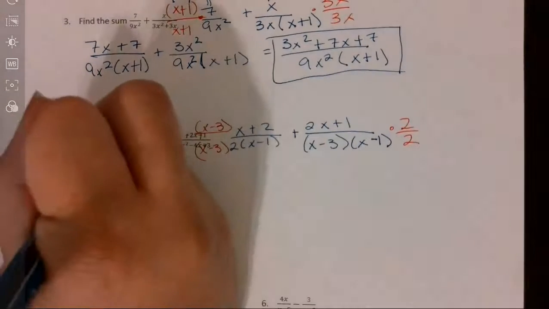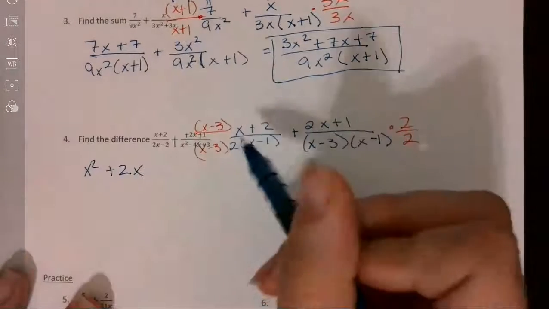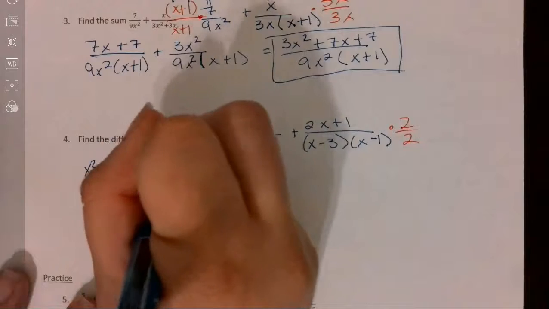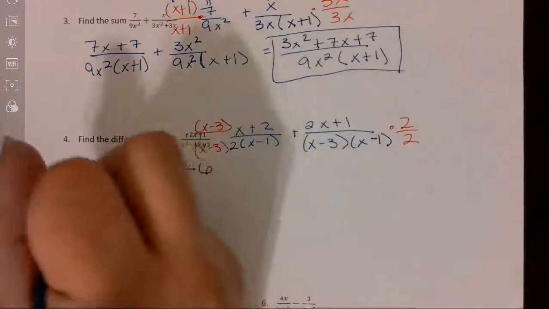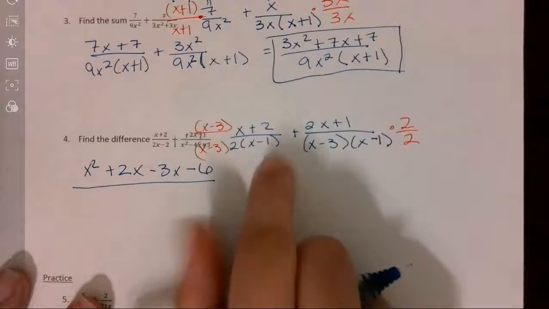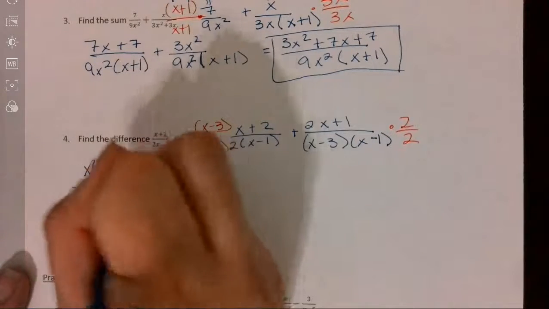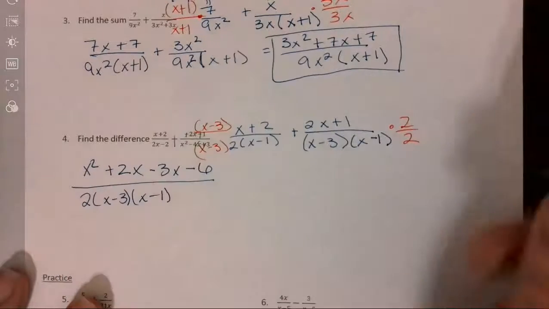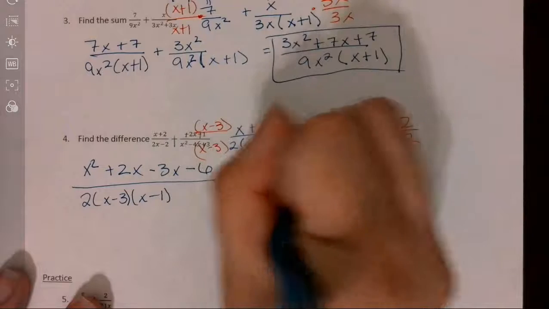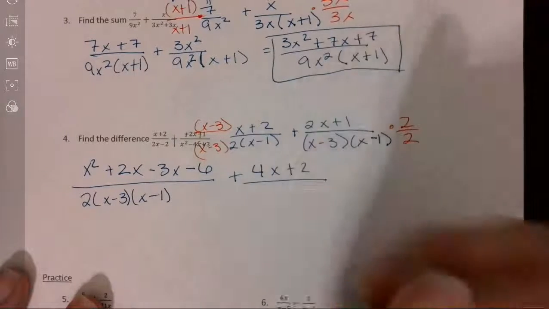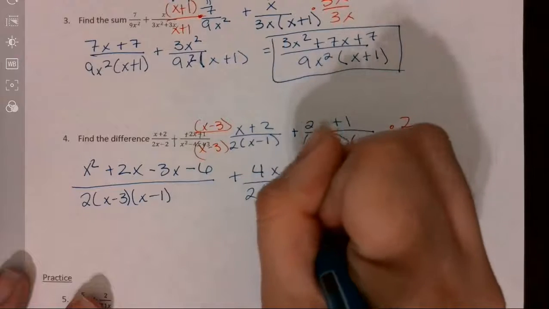x times x is x squared. x times 2 is 2x. Negative 3 times x is negative 3x. Negative 3 times 2 is negative 6. On the denominator, I have all these pieces factored out. I have 2 times x minus 3 times x minus 1. Over here, I just have to multiply those two things by 2. So I have 4x plus 2 on my numerator over 2, x minus 3, x minus 1.